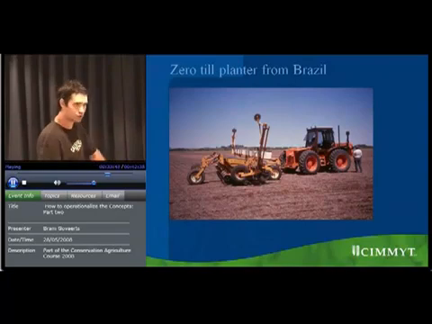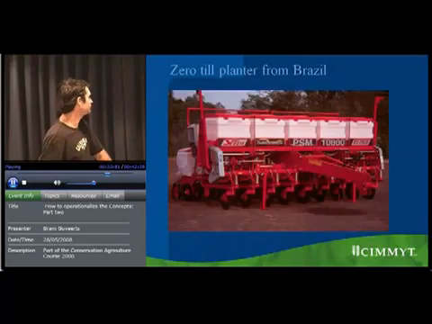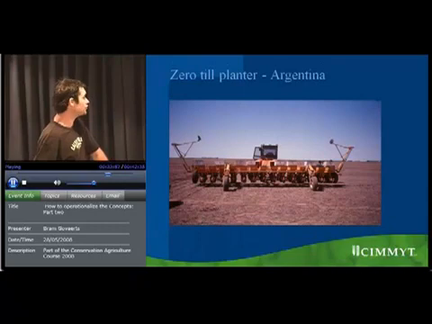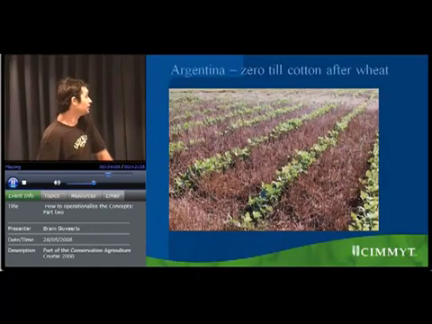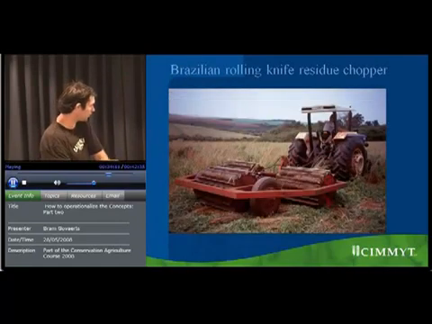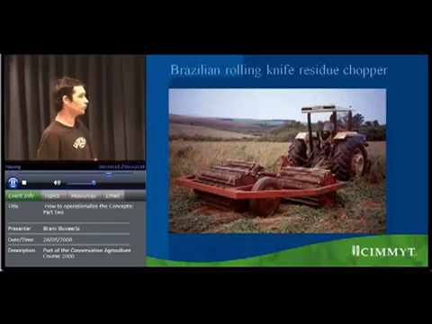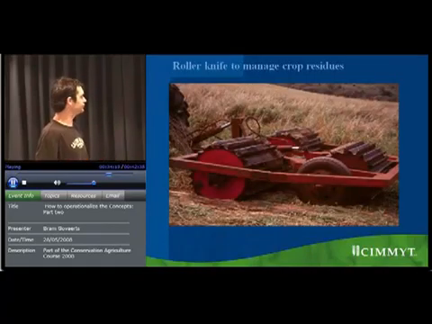Now we're going to go again, scope of the world. Where is rain-fed zero-tillage used? Brazil. Zero-till planter from Brazil. Argentina. Cotton, zero-till after wheat in Argentina. Typical chopper, so the only thing it does is it puts down the residue. Typically used in Brazil, a cutting roller knife. Same picture, same thing but a bit differently developed.